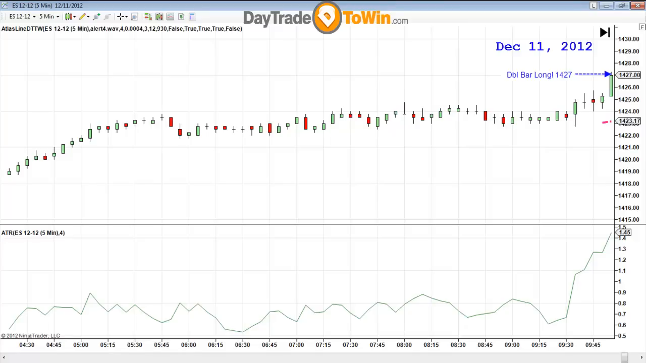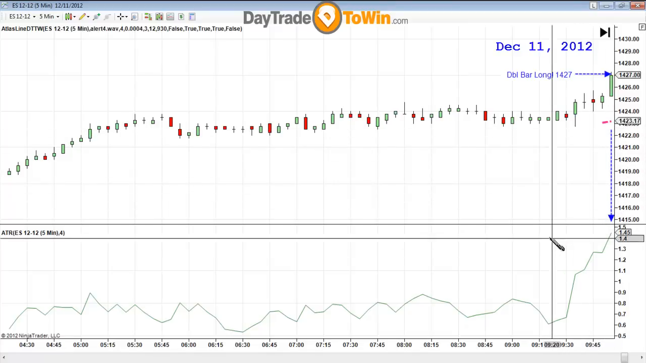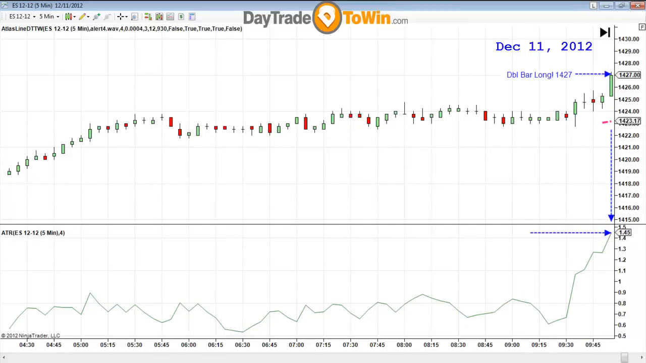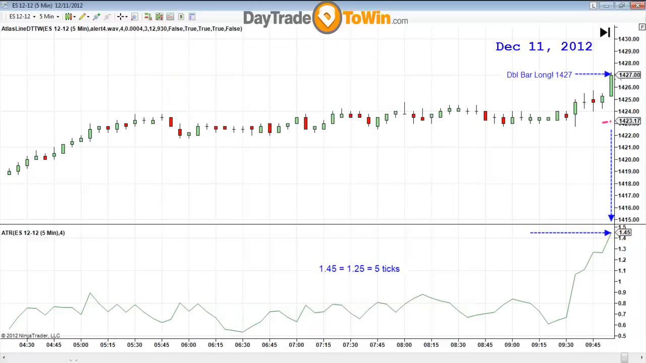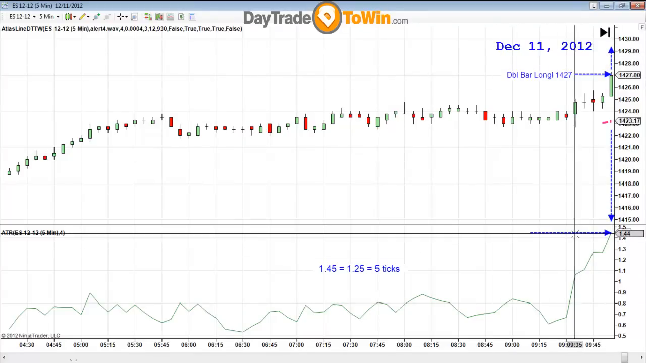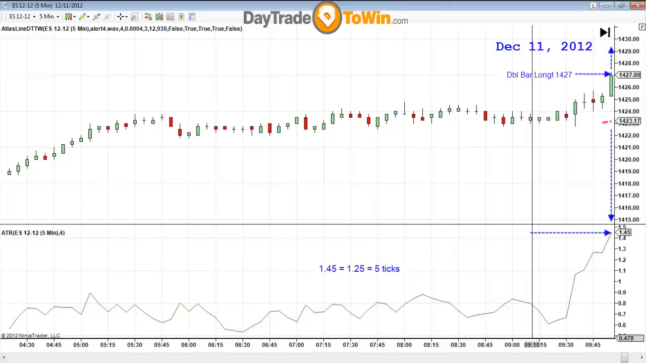Yes, Bruce? Okay, so I look directly down, and I see what the average true range is of the last four or five bars. It happens to be 1.45. So if I round that down, 1.45 is the equivalent of 1.25 points. So that is the equivalent of five ticks. So I can expect from this entry, 1427, that the market will move up at least 5 ticks. So it's a direct correlation, 1 times the ATR, Bruce.